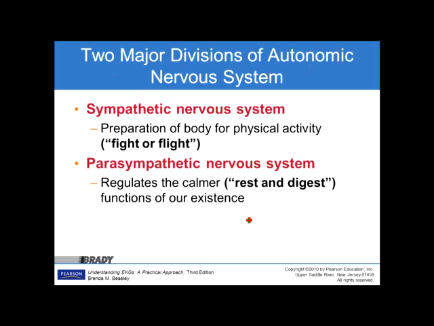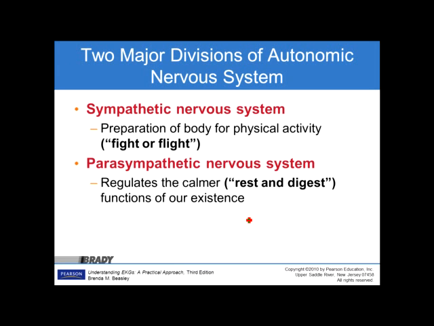Two major subdivisions of the autonomic nervous system are the sympathetic nervous system, which is pretty much fight or flight. An example of this is if you saw a pit bull or a T-Rex, your body would go into fight or flight mode. You would either have the ability to fight the T-Rex or pit bull, or the ability to run away from the T-Rex or pit bull.